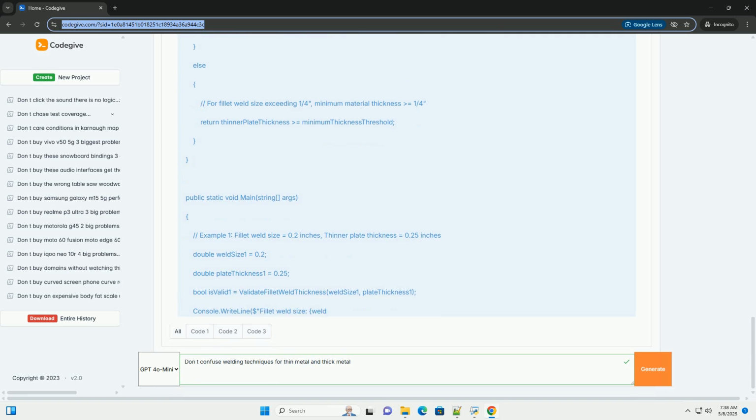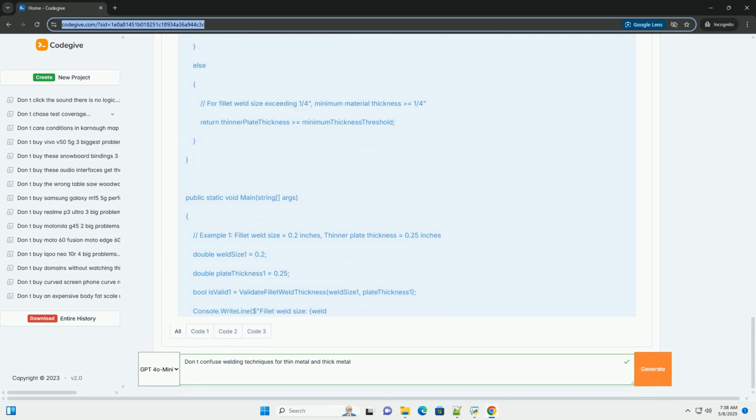2. Choosing the right welding process. The choice of welding process significantly impacts the success of your weld. GTAW, gas tungsten arc welding or TIG: excellent for thin metals due to precise heat control. Also suitable for thick metal but can be time consuming. Offers clean welds and good control over the weld pool.